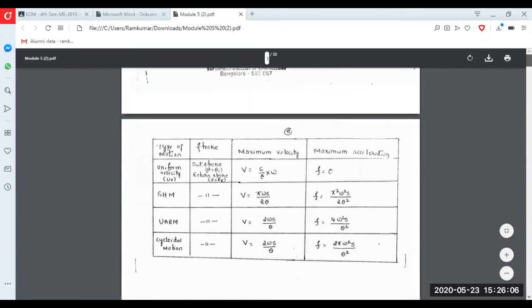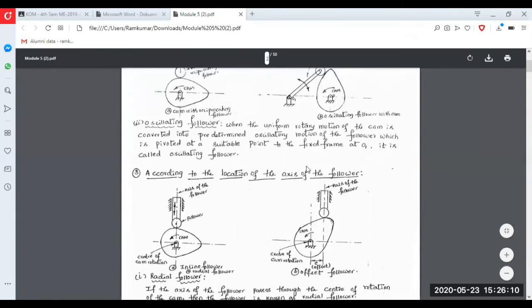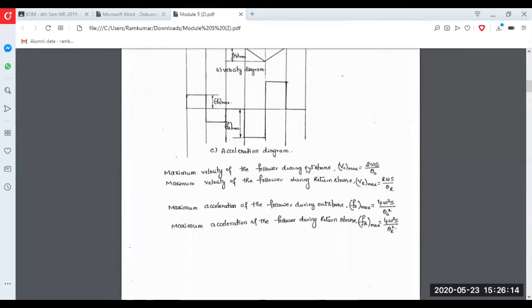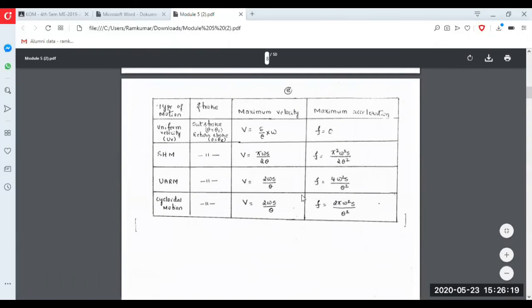Okay, so best thing what you can do is you go through these notes, this particular classification of cams and followers. Okay, and you remember this table. This table is very important. You try to remember this table.